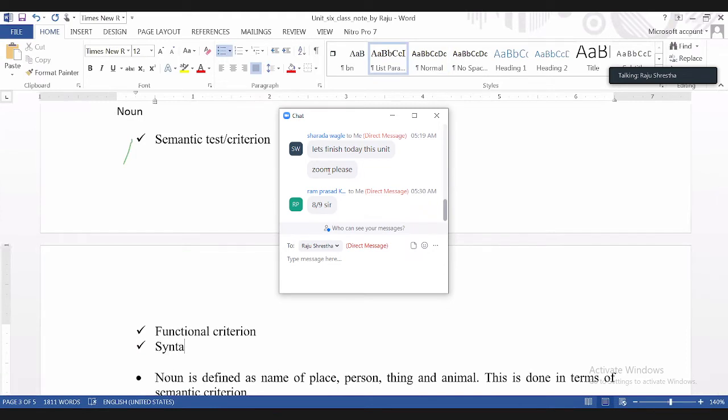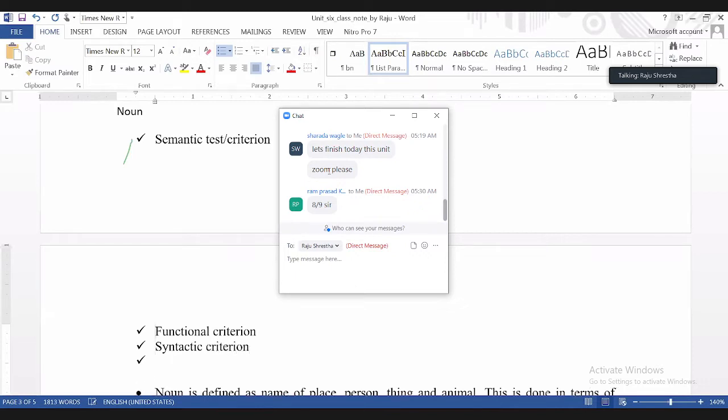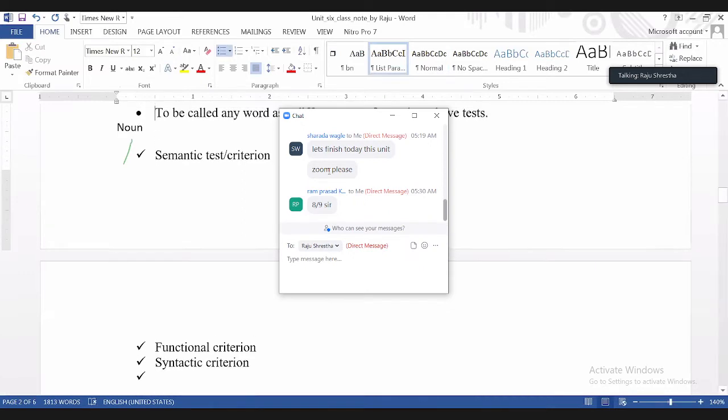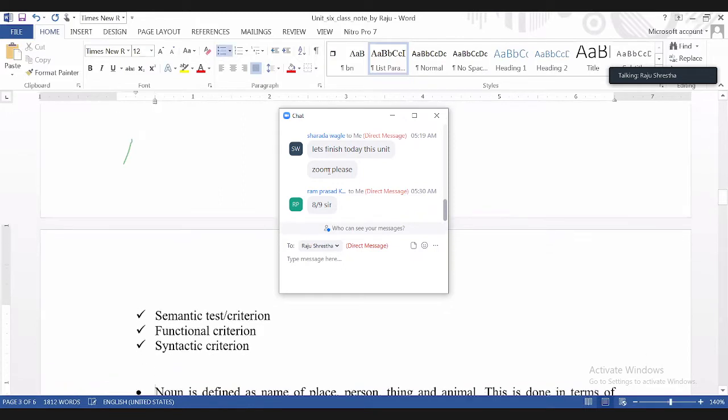Syntactic criterion. Now यो तीनटा टेस्टले in terms of three different criteria, we can claim that noun is one part of speech, verb is one part of speech, adjective one part of speech, adverb one part of speech. कसरी भन्दाखेरि तीनटा क्राइटेरिया चाहिन्छ.